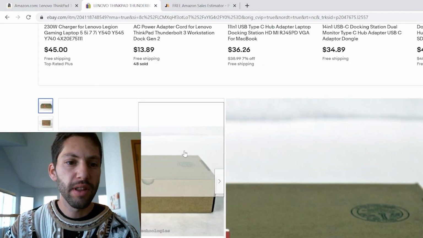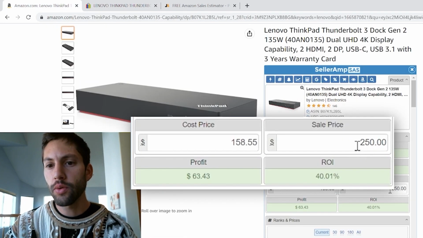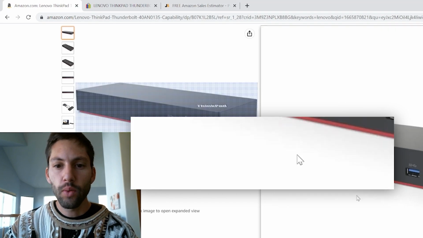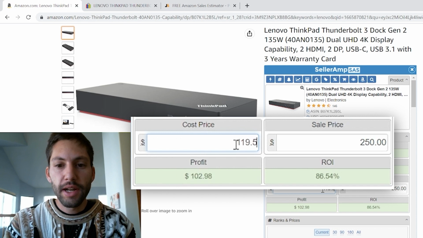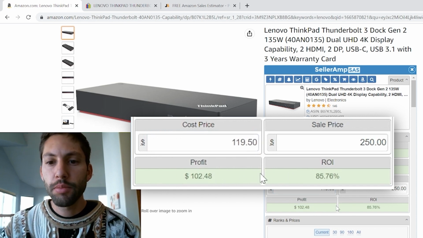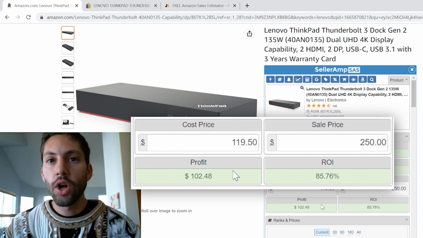So we determine that this is a new sealed item, and so therefore it's new. Our price is going to be $250, and then we ended up purchasing it for $119.50, which is $102 profit, 85% ROI. And so our numbers are looking solid there.